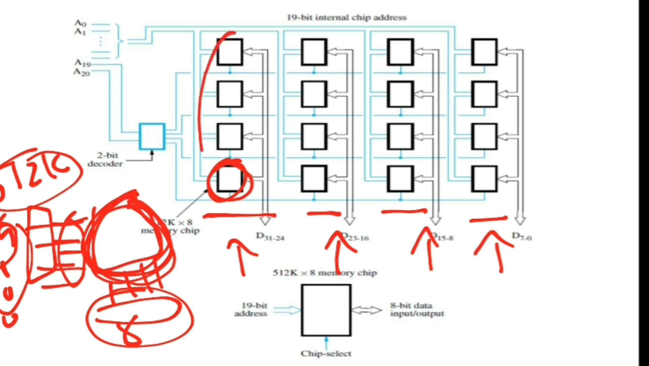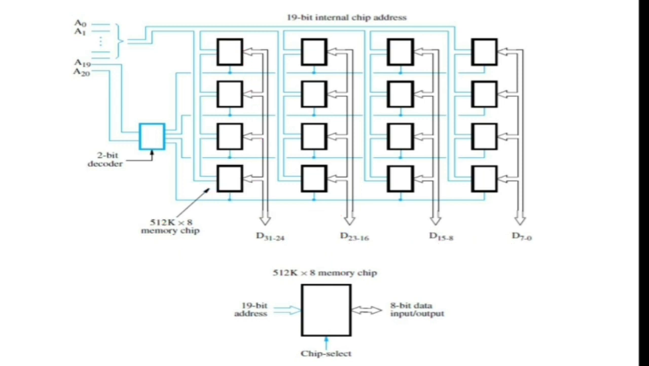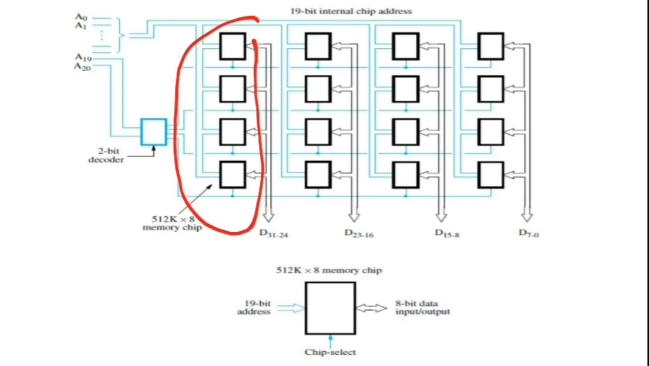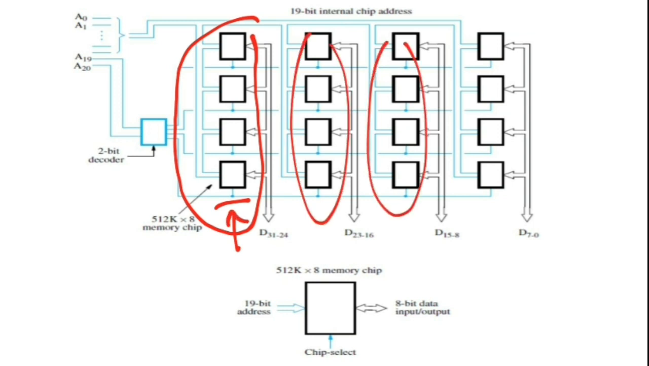If you use 4 of these, this will be 2M, because 512k times 4 is 2M, and that's what we needed. This will be a 2M memory chip, meaning 2M words will be there, but we needed 32 inputs. For this 2M, there are just 8 inputs, so we will use 4 of them to get 32 inputs, and that's the structure of larger memories.